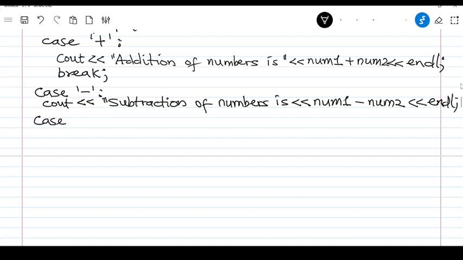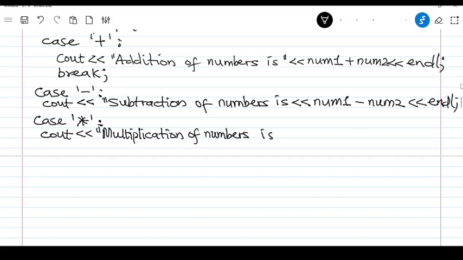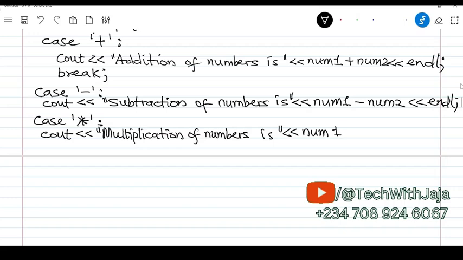So case when we have it to be multiplied. So we say cout multiplication of numbers is, sorry, there was supposed to be a quotation mark at the end of this. So multiplication of numbers is num1 times num2.